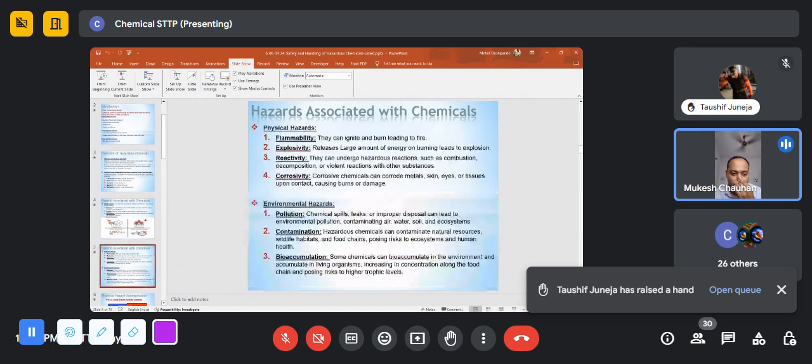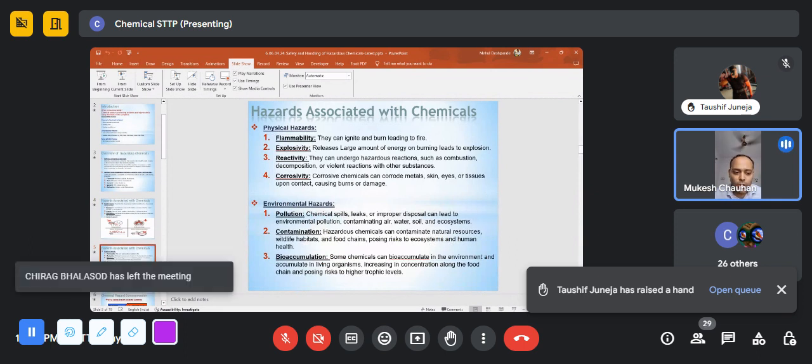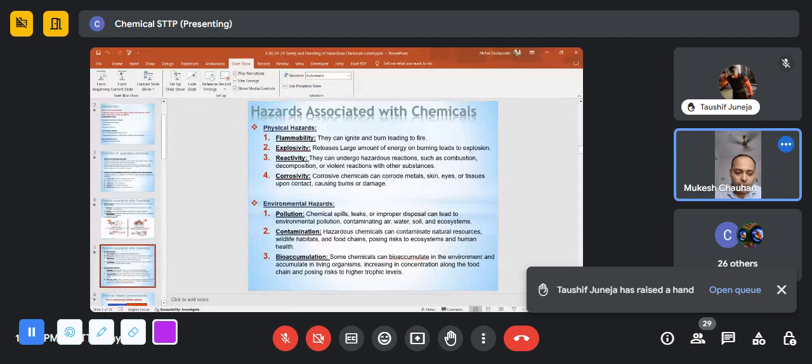Now next, physical hazards. Physical hazards means chemicals which can cause physical damage to your body or to your property or environment.